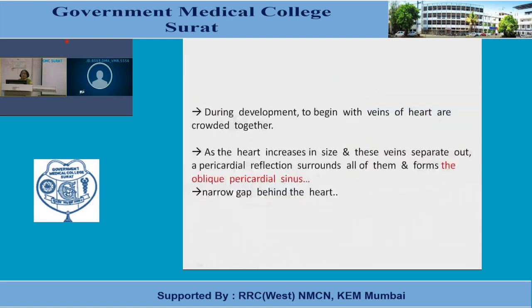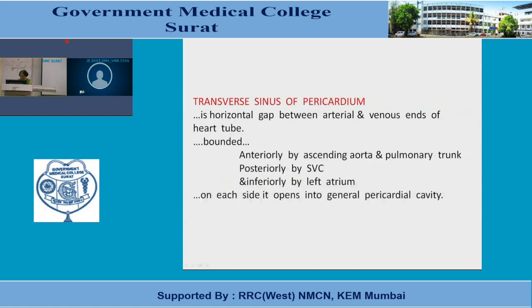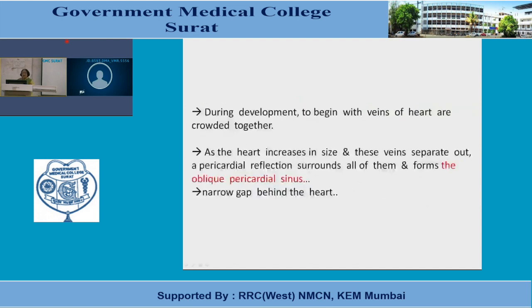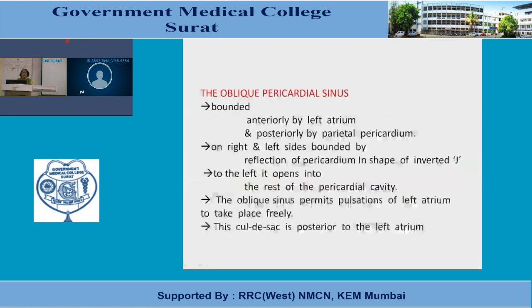During development, to begin with, veins of the heart are crowded together. As the heart increases in size and these veins separate out, a pericardial reflection surrounds all of them and forms the oblique pericardial sinus, a narrow gap behind the heart. Now, what is the oblique pericardial sinus?